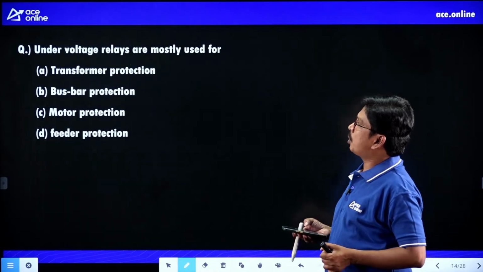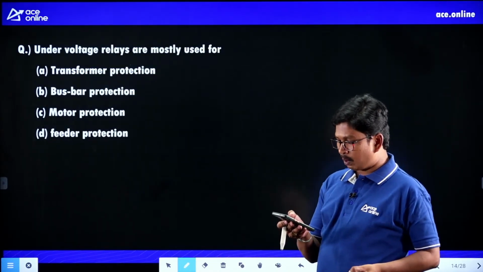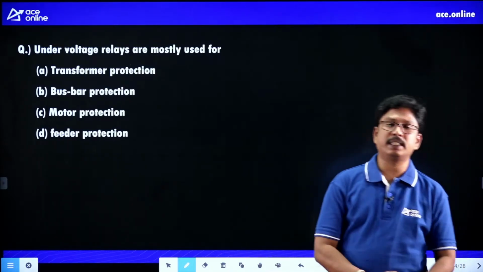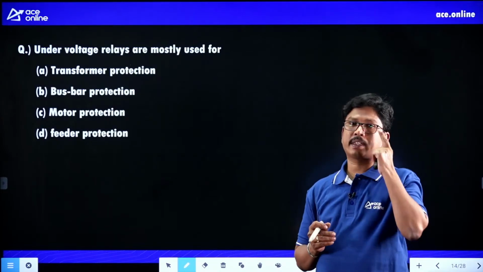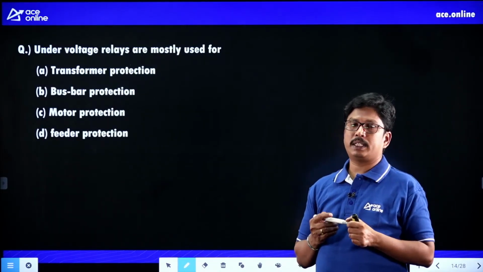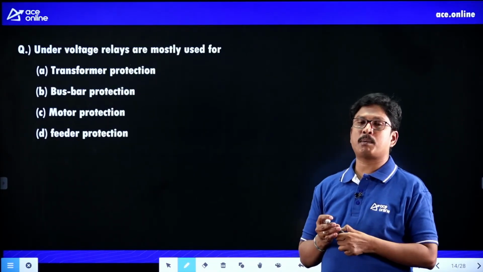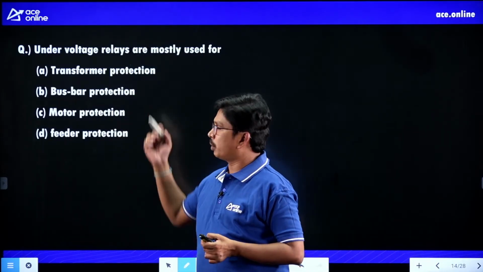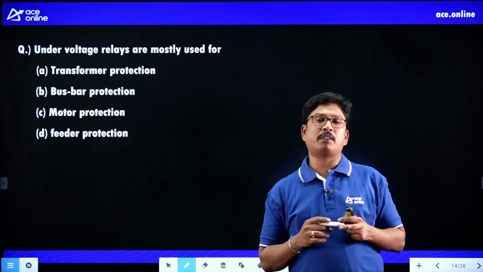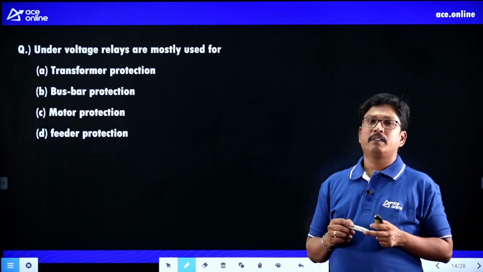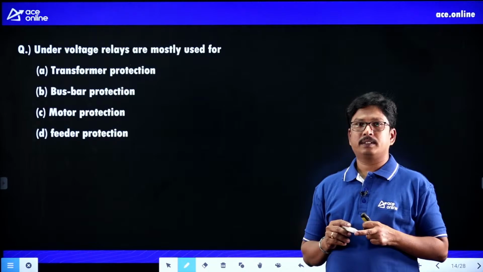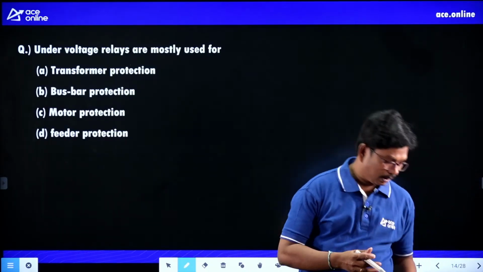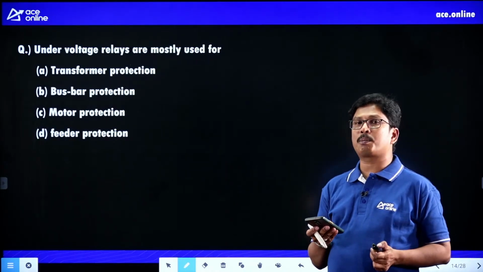Under voltage relays are mostly used for what? What is the purpose we are using the under voltage relays? Why are we using the under voltage relays? Under voltage is the problem of source or load. Low voltages are the problems of which equipments? Where are you going to get the low voltages? Is it a source problem or the load problem?